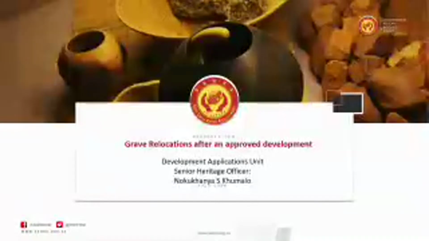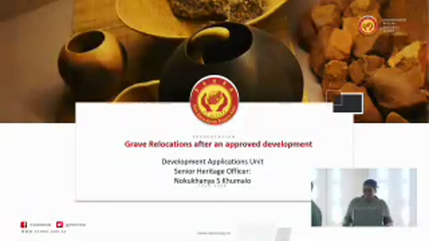Good morning, everyone. My name is Nobukanya Khumalo. My colleagues know me as Osabelo. Today, I'll be talking briefly about Section 38 of our Act and how it relates to Section 36, as well as Section 35, and the work that we've been doing.